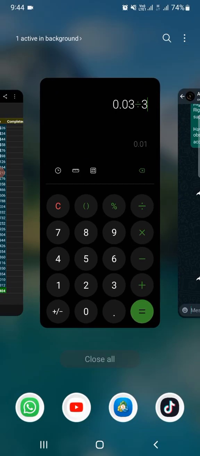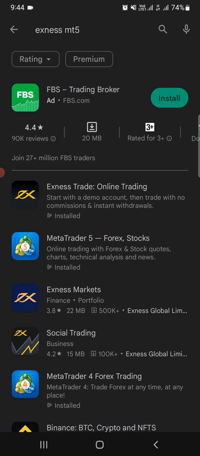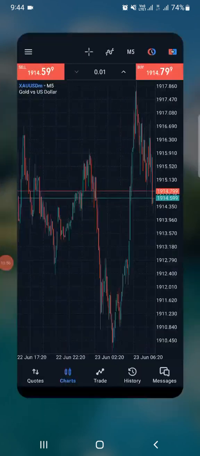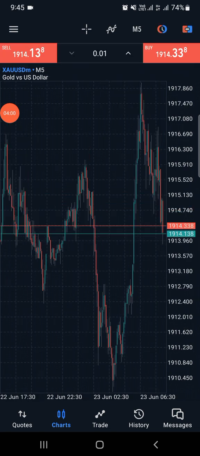Okay, so you need an XNS broker and MT5. Make sure you get the link in the bio. This is a good broker with good leverage for $20. Join with that and verify, and you get MT5. Once you get MT5 from the Play Store or iOS, you will see this is the screen what it looks like.